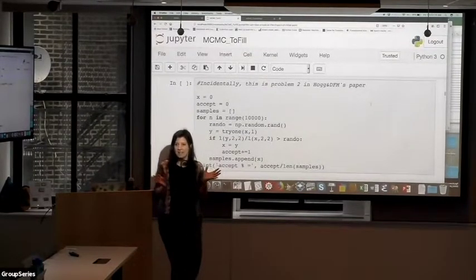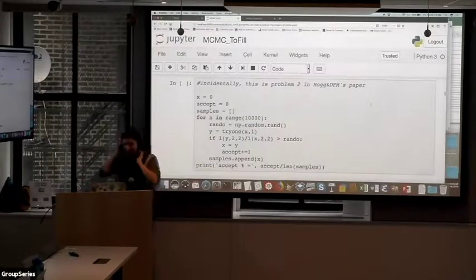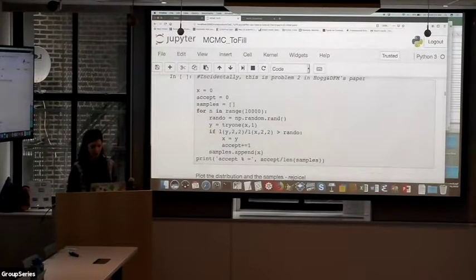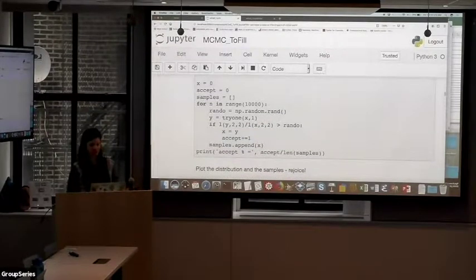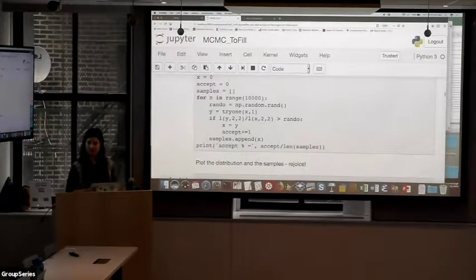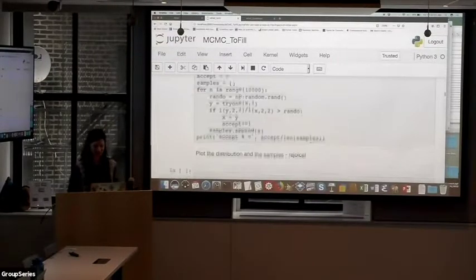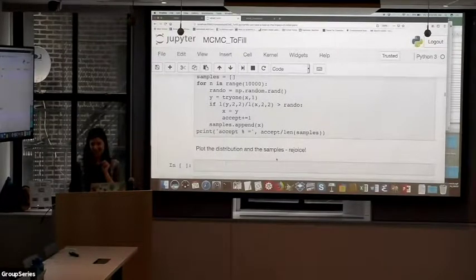So hopefully you had something that looked more or less like this, maybe better, I don't know. So now, how can we make sure that this works? Well, the simplest thing that we can do is to plot a histogram of the samples. Because, of course, here we know that the posterior should be a Gaussian with the mean of 2 and the standard deviation of 2. So let's see.